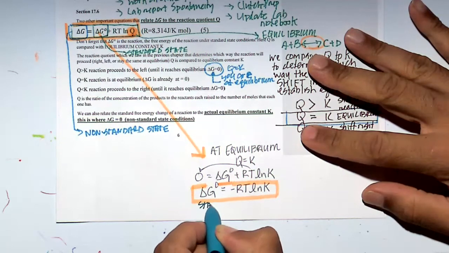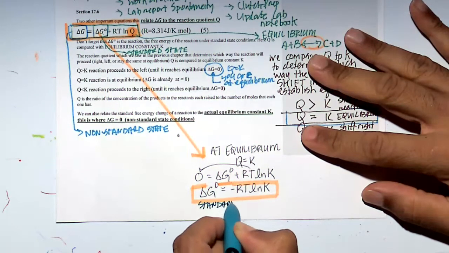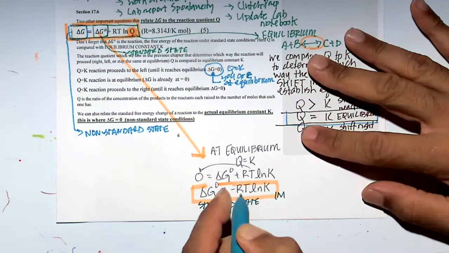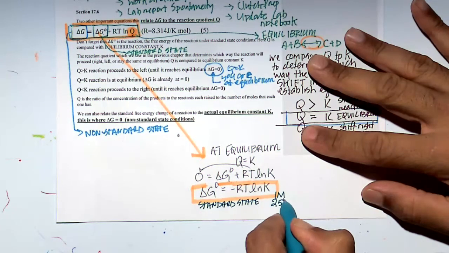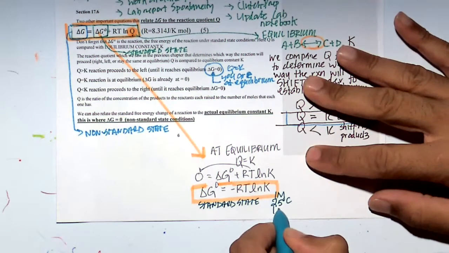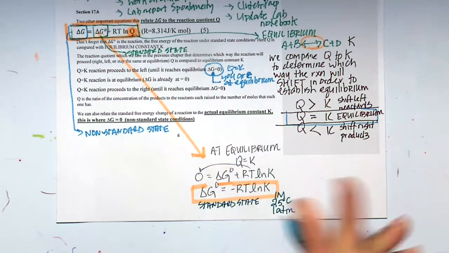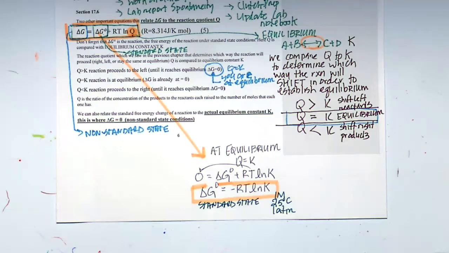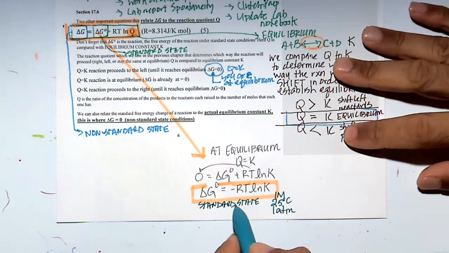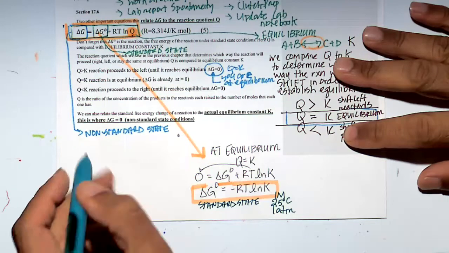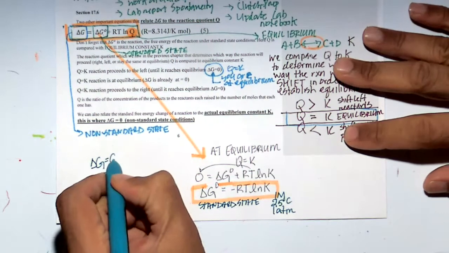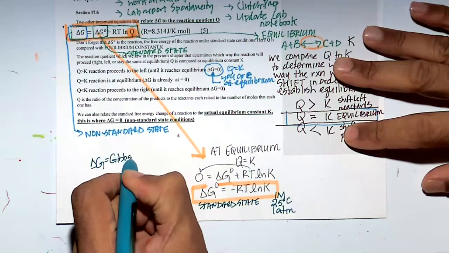Do we remember what standard state is? It's 1 molar if you're talking about a solution, a temperature of 25 degrees C, and if you're talking about a gas, if there's a gas anywhere in the reaction, the pressure is 1 atmosphere. So here we have a non-standard state equation for delta G. Here we have a standard state equation for delta G. And remember, delta G stands for Gibbs free energy.